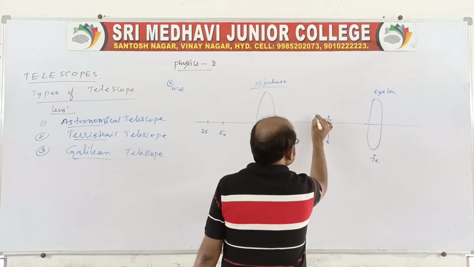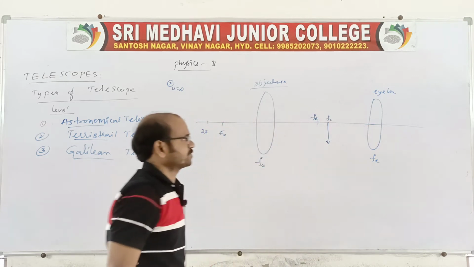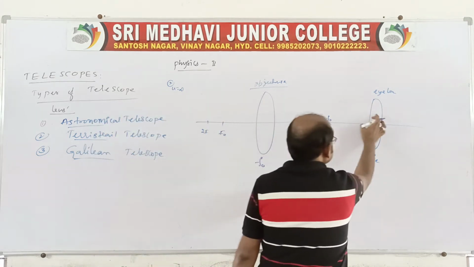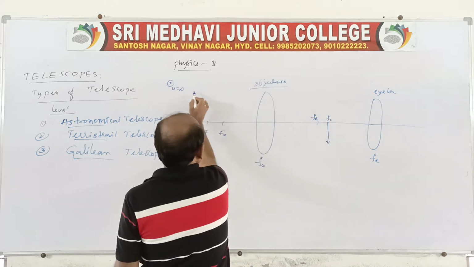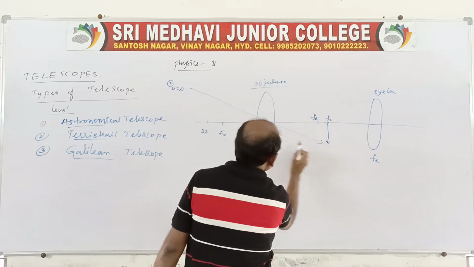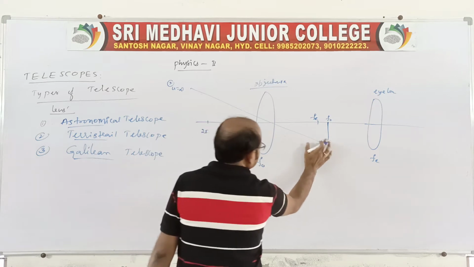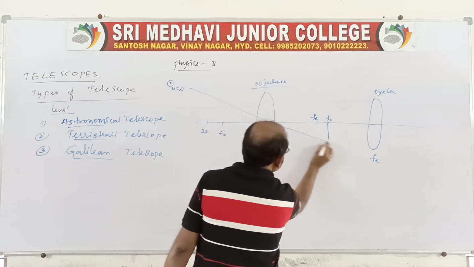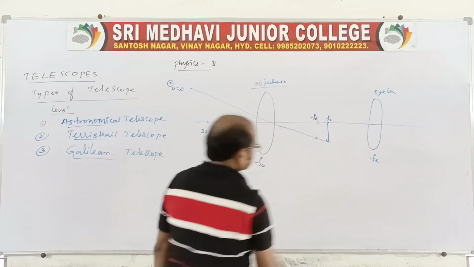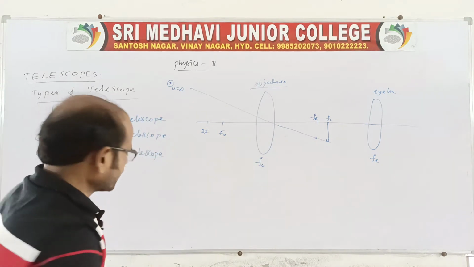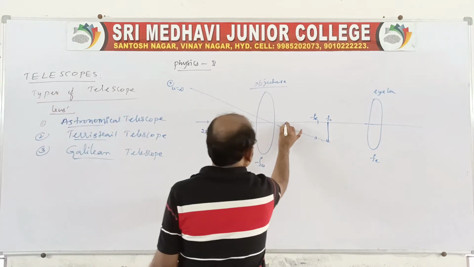After the focus of this lens, we have fe, the focal length of the eye lens, so the rays which are going may form like this. Clear? Don't take it as a complication, because it is very simple. You take only one ray. It is a ray diagram, which makes an angle theta naught here.